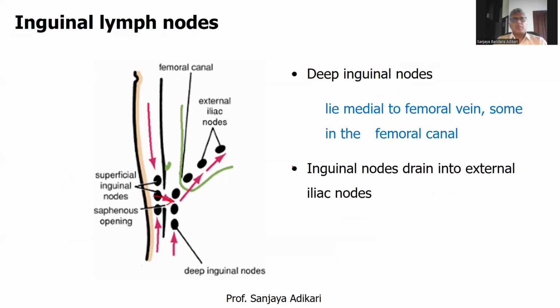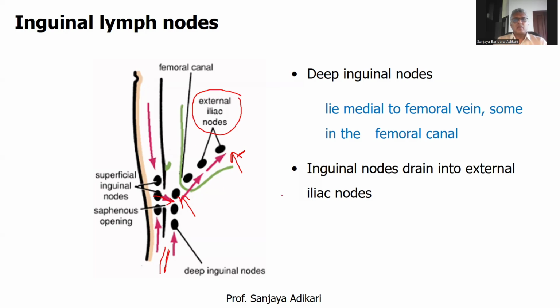Now the deep inguinal nodes lie medial to the femoral vein. If your femoral vein is here, they lie medial to the femoral vein. Some of them lie in the femoral triangle, and some of them lie inside the femoral canal, inside the femoral sheath. Sorry, this is the external iliac nodes. The femoral canal is somewhere here. The deep inguinal nodes will drain into the external iliac nodes.